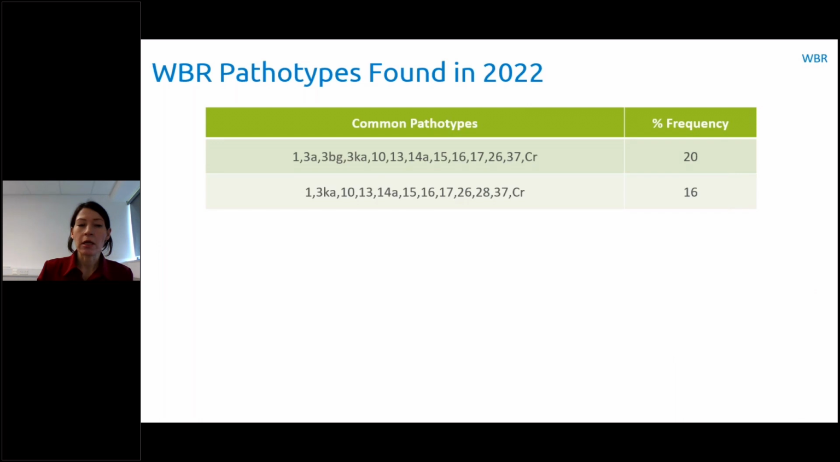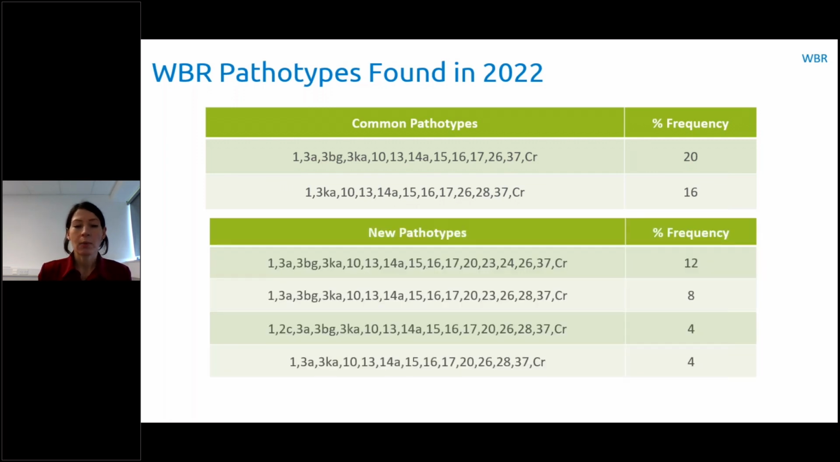So now we can look at the brown rust pathotypes found in 2022. We had 2 common pathotypes at 20% frequency and 16% frequency, and they've both been seen before. And we had some new pathotypes for the brown rust. We had 12% of isolates carrying that virulence for LR24, and all 3 of those isolates showed the same pathotype.